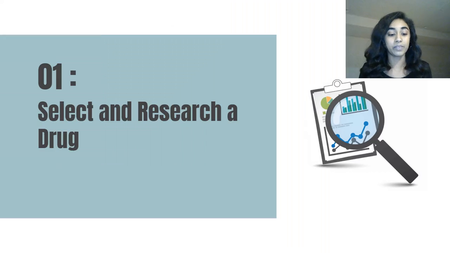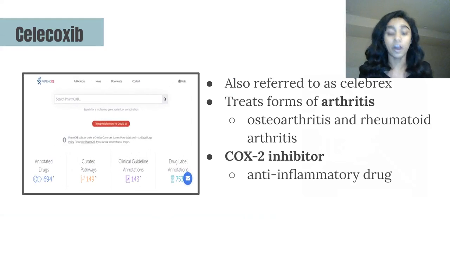The first step in the investigation was to pick and research a commonly prescribed drug. In this demonstration, it will be celecoxib. The PharmGKB annotated drugs database was used to gather the following information. Celecoxib, also referred to as Celebrex, is primarily used to treat forms of arthritis. It's a type of medication known as a COX-2 inhibitor, an anti-inflammatory drug that targets COX-2, the enzyme responsible for inflammation.